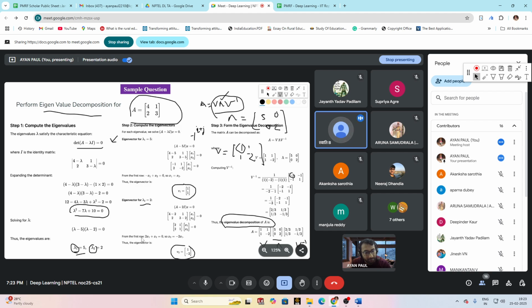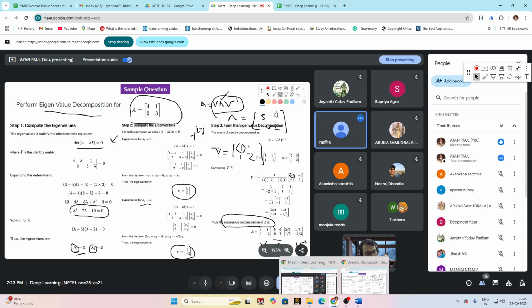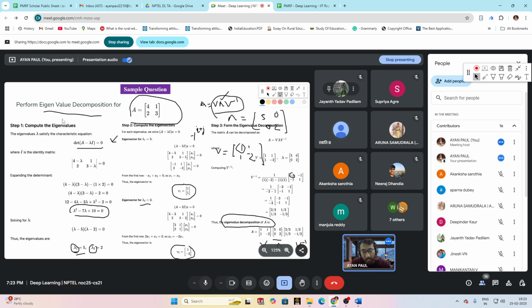So is that similar to the singular value decomposition? Yeah, same thing, only eigenvalue decomposition is applied for an m cross m or square matrix. Singular value decomposition can be applied for an m cross n matrix, which is not a square matrix. That is, singular value decomposition is applied for rectangular matrices. Okay, got it.